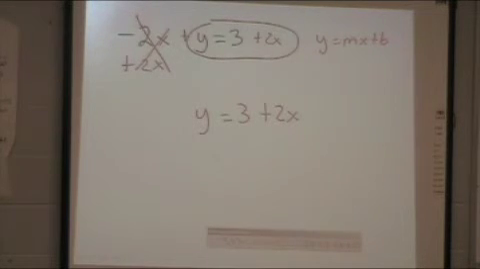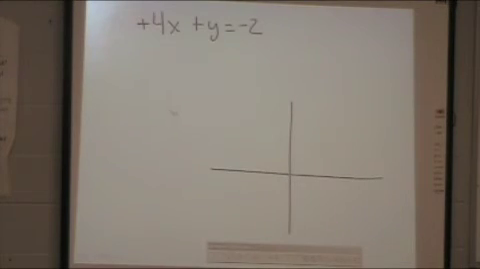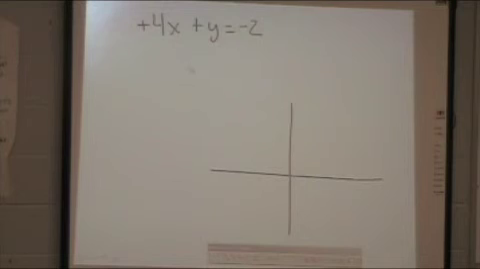Then all you have to do here is identify your slope. Your slope is always the number next to x. So it's 2/1. And your y-intercept is 3. And then you graph it the same way. Okay? Alright, here's another example where the equation is in standard form and we got to put it in slope-intercept. The way we do that is to move 4x to the right side. It's positive, so we're going to subtract 4x on each side.